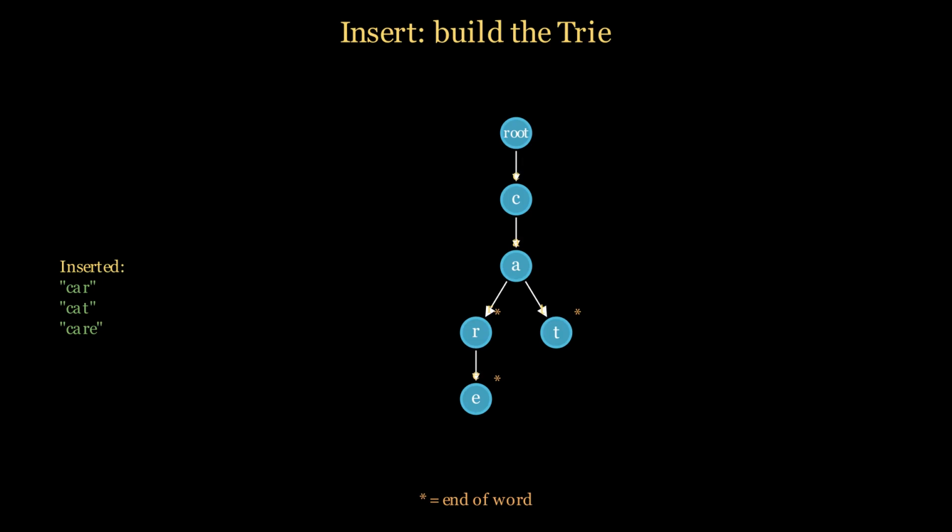To insert a word, start at the root and follow edges for each character. If an edge does not exist, create a new node. At the end of the word, mark that node as end of word. We insert car, then cat reuses C and A and adds T, care reuses C, A, R and adds E.